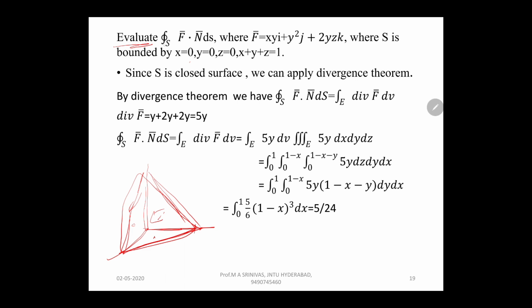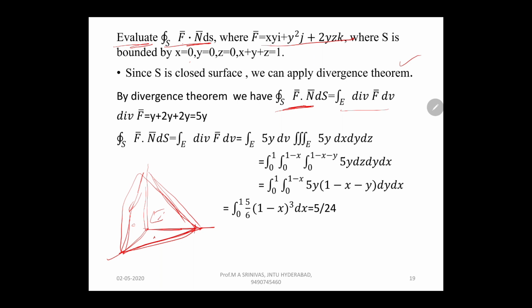If you want to find the surface integral of F bar dot n bar dS that he is asking us, because it's a closed surface, since S is closed, we can apply the divergence theorem. What does the divergence theorem say? The integral over S of F bar dot n bar dS is equal to the triple integral of div F bar dV. F bar is this. What is the divergence for it?